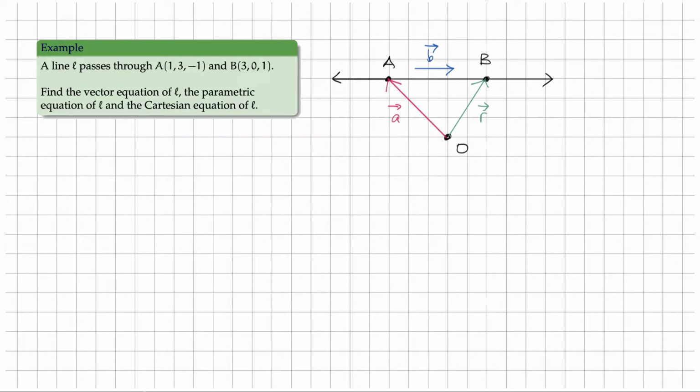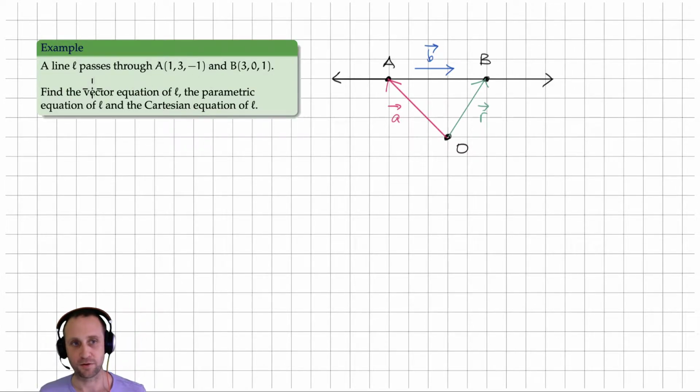Okay, let's work through a quick example here. We've got a couple of points in 3D space, A and B, and we've rotated 3D space around sufficiently that it looks like we're looking right onto the plane there. You're allowed to do that. And we've got to find the vector equation of this line L, the parametric equation, the Cartesian equation as well.